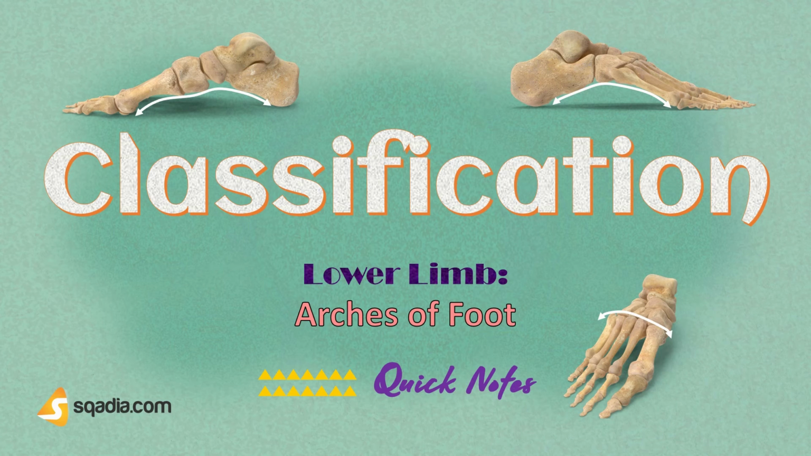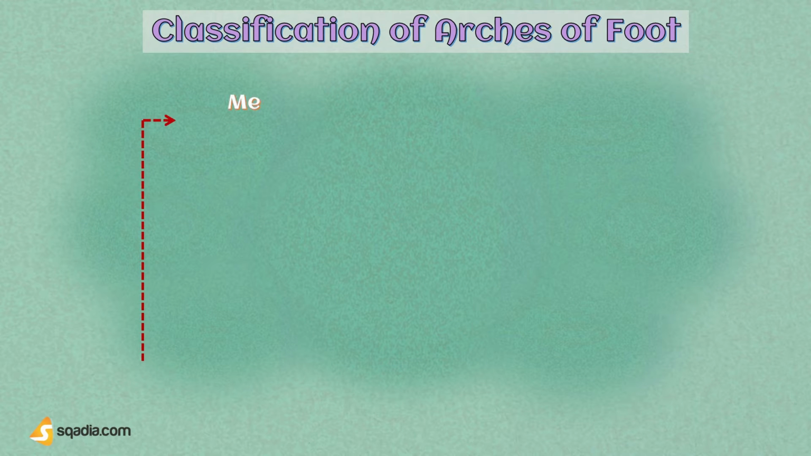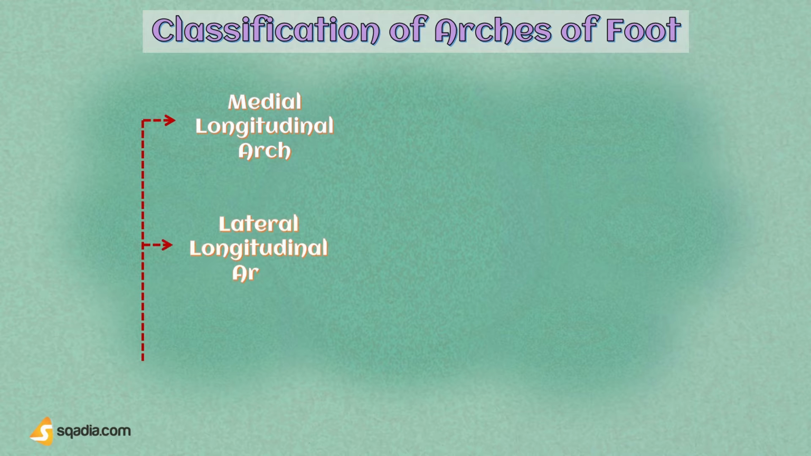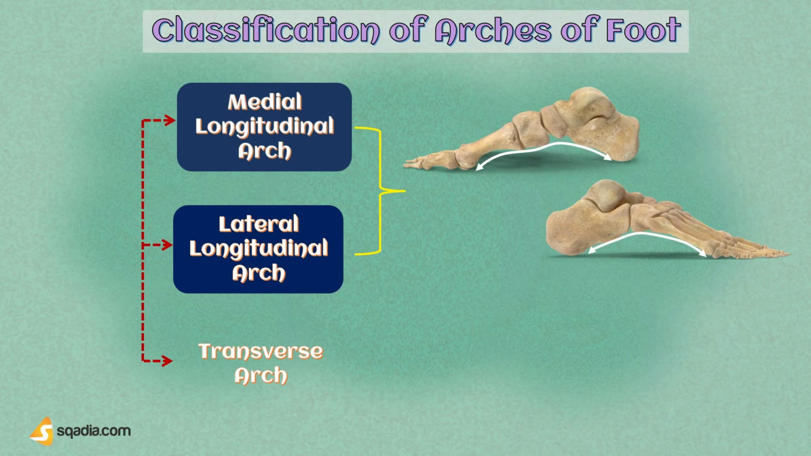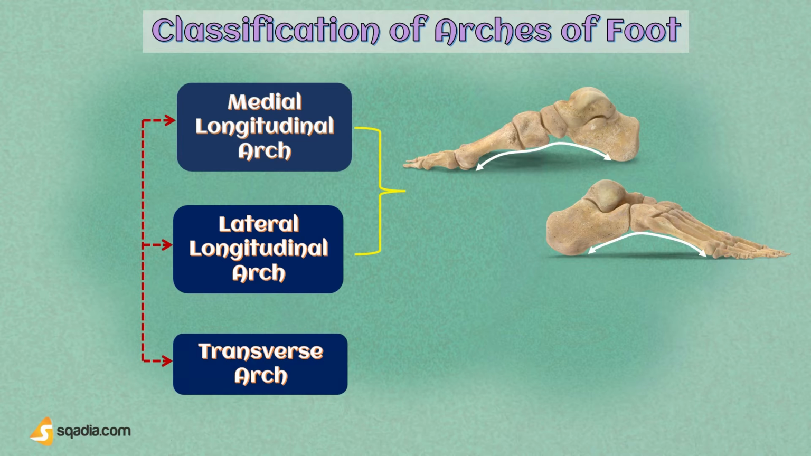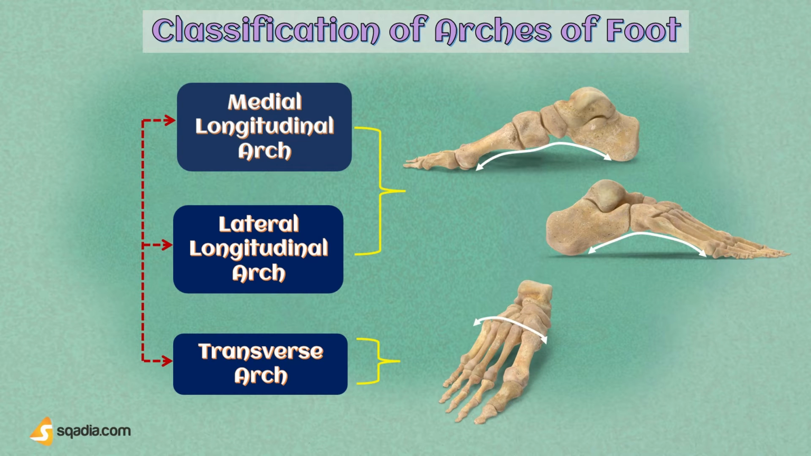Now we will talk about how many and how the arches of the foot are classified. There are 3 arches in the foot: the medial longitudinal arch, the lateral longitudinal arch, and the transverse arch. These 2 arches are also classified as longitudinal arches, which are seen on the medial and lateral aspect of the foot, while the transverse arch runs across the foot, connecting the medial and lateral longitudinal arches.